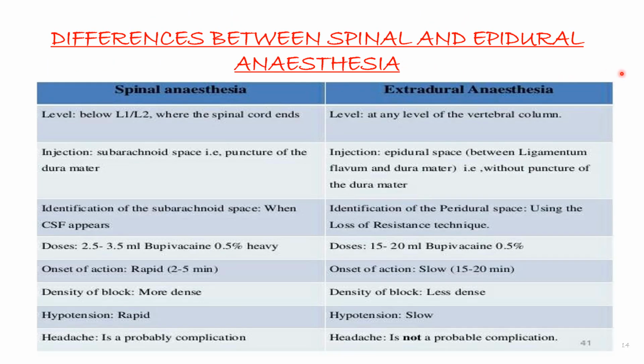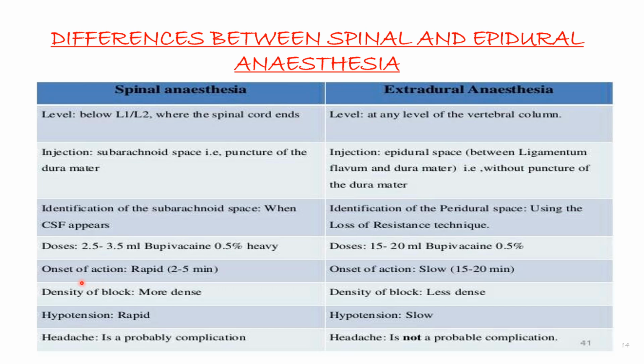Differences between spinal and epidural anesthesia. In spinal anesthesia, the injection is in the subarachnoid space, and we have to puncture the dura mater. Whereas in extradural anesthesia, the injection is in the epidural space, between the ligamentum flavum and the dura mater, meaning we don't have to puncture the dura mater. In spinal anesthesia, the needle is injected below L1 or L2, where the spinal cord usually ends, whereas in extradural or epidural anesthesia, it can be at any level of the vertebral column.